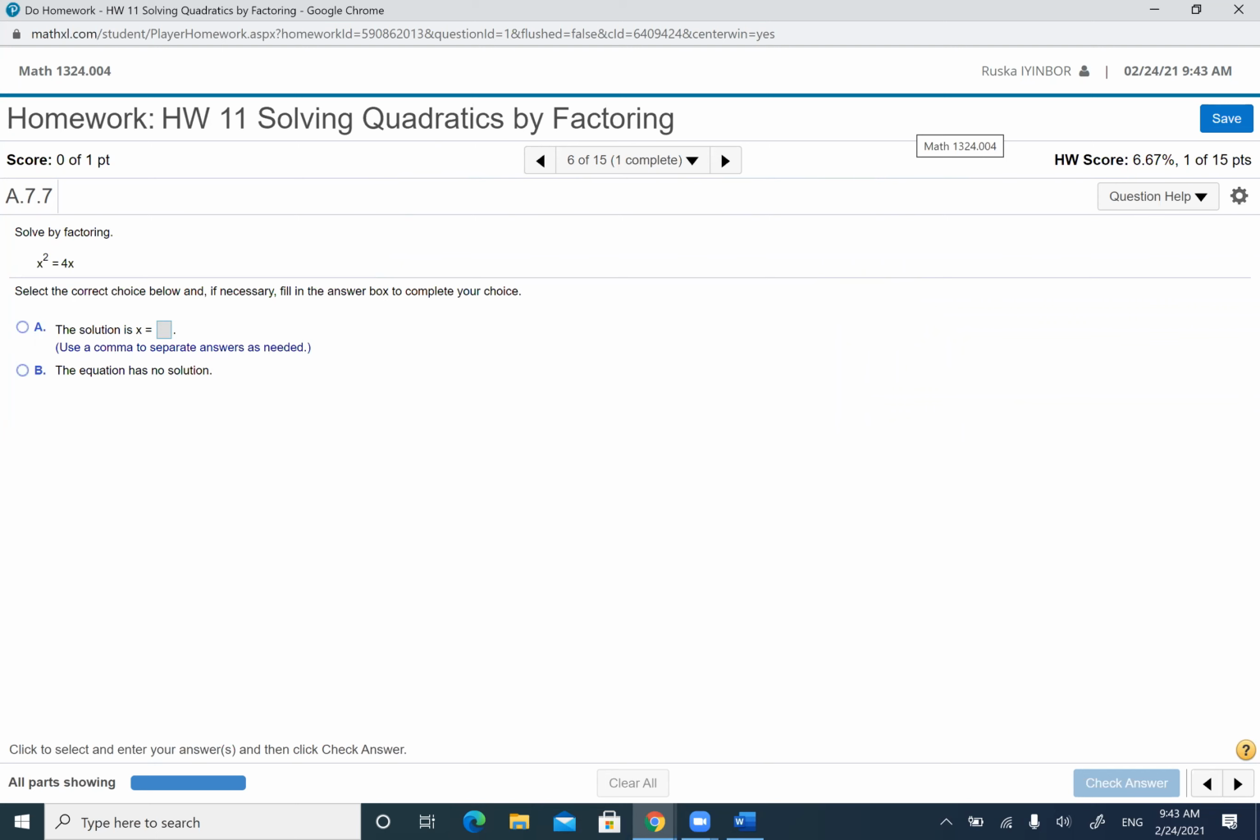Let's do this one, it's a little different. So for this one, we're gonna move everything to the same side. So remember, when you solve by factoring, it has to be equal to 0. So first I'm gonna start with x squared equals 4x. I'm gonna move the 4x over to be equal to 0. So I'm gonna subtract 4x first.